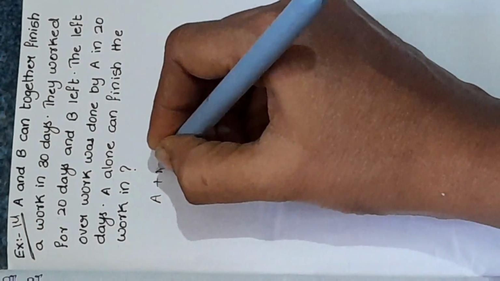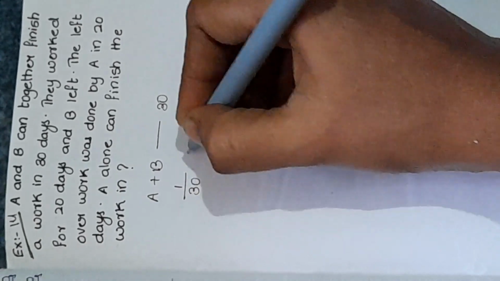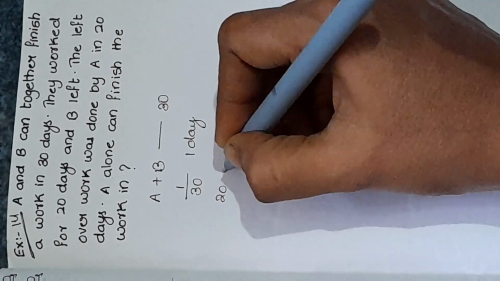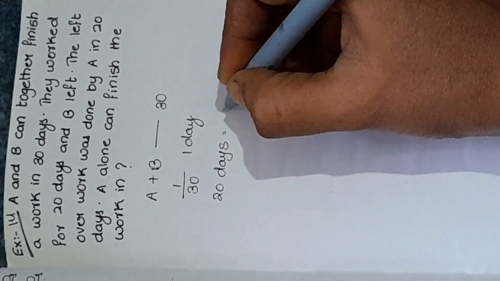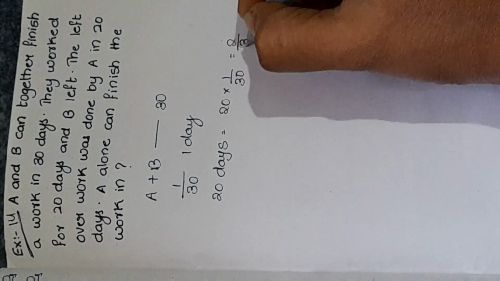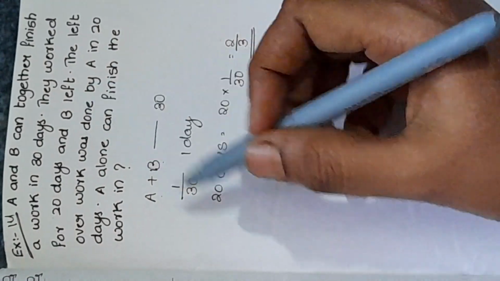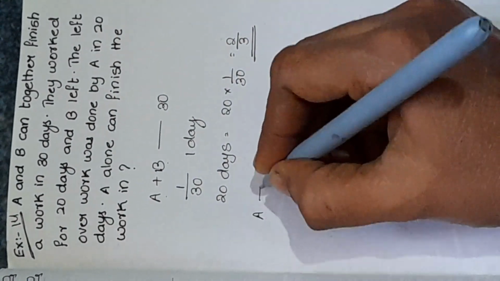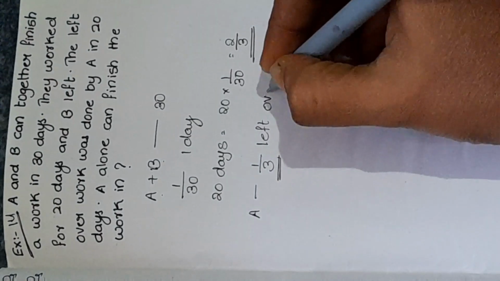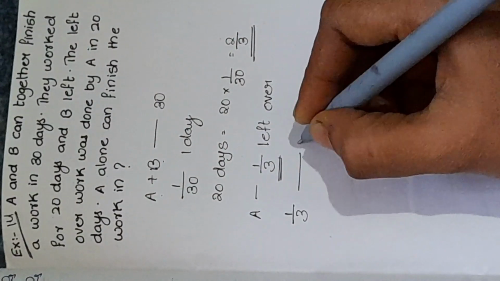A plus B took 30 days to complete the work. So in 1 day they completed 1 by 30 of the work. Then in 20 days they completed 20 into 1 by 30, which is equal to 2 by 3rd of the work, completed in 20 days by A and B. Now B left the work. Now A should do the 1 by 3rd of the work which is left over. A should do it alone. To complete 1 by 3rd of the leftover work, A took 20 days.